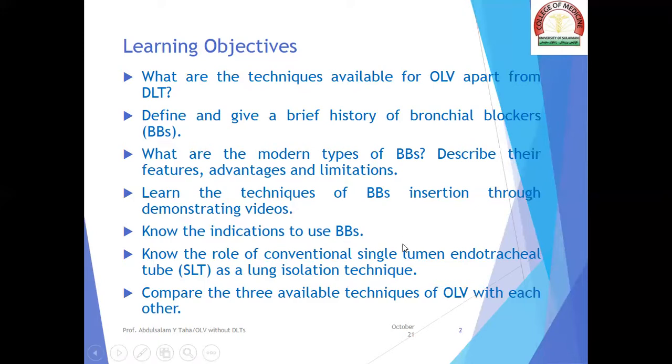Know the indications to use bronchial blockers. Know the role of conventional single lumen endotracheal tube as a lung isolation technique. Compare the three available techniques of one lung ventilation with each other.